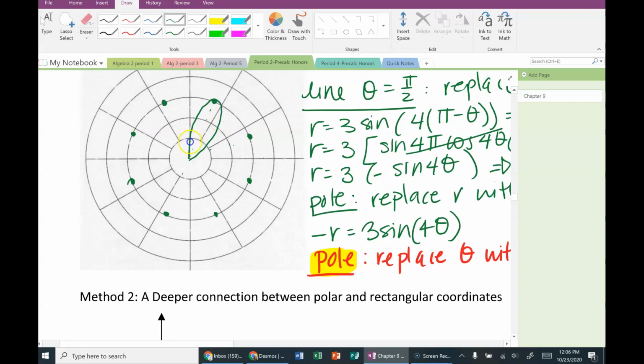1 petal, 2, 3. Oh, I totally missed out, dude. Oh, that was awesome. 3, 4, 5, 6, 7, and 8. That's not too bad by hand.